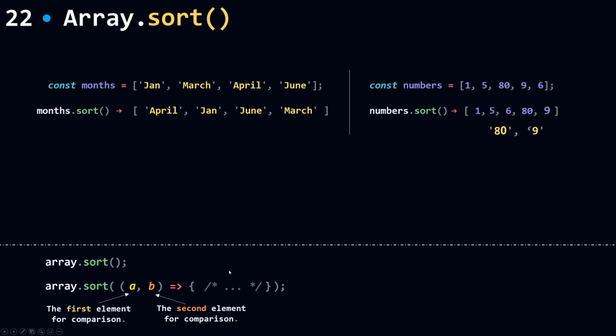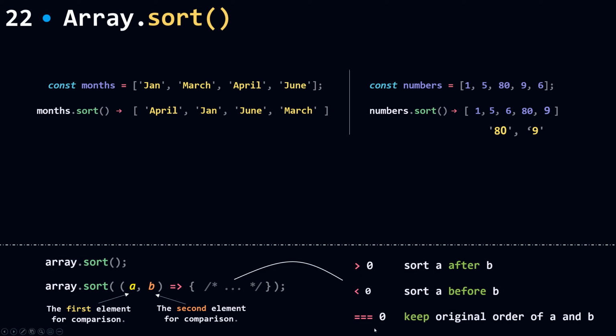So in general, you need to return a value, and based on the value, for example, if it's greater than 0, less than 0, or equal to 0. So if it's greater than 0, then sort will put a after b. If it's less than 0, then a before b. And if it's 0, then it's going to keep the original order of a and b.